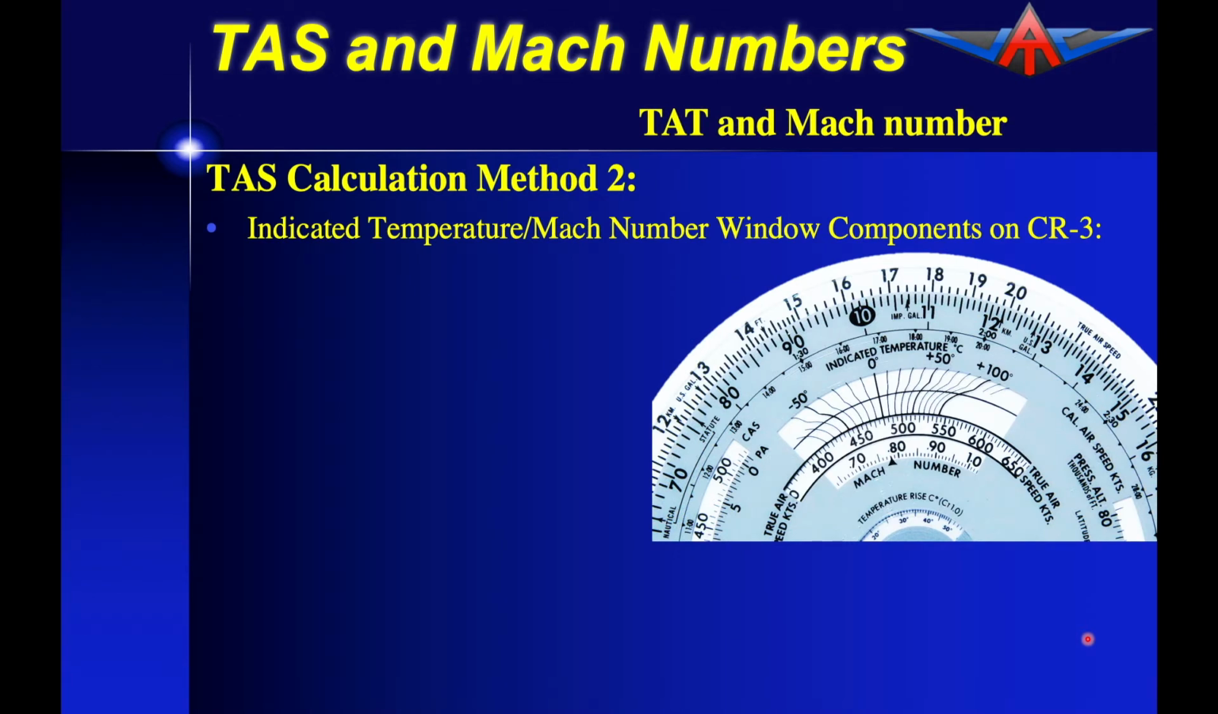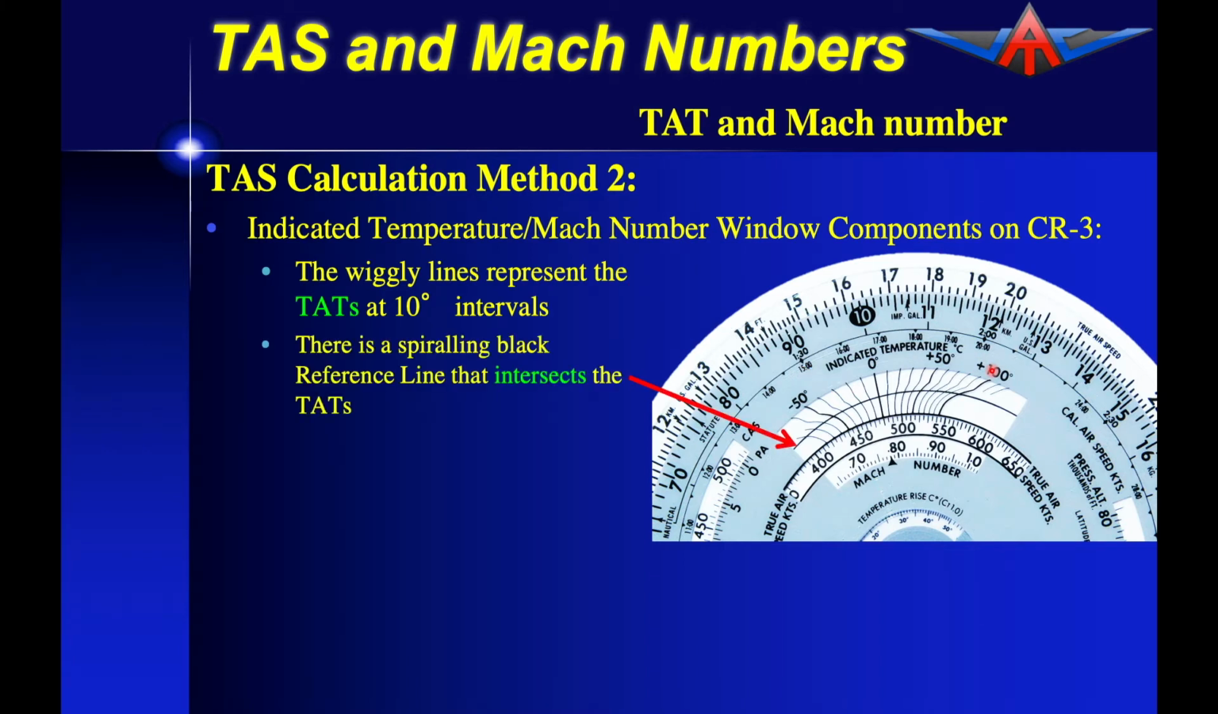Let's look at the components of the indicated temperature and Mach number window on the CR-3, which is virtually identical to the APR. We have some wiggly lines here which are at 10-degree intervals, so 0 degrees C, minus 10 degrees, minus 20, and so forth, and in a positive direction, same sort of thing, at 10-degree increments. This is the total air temperature in degrees Celsius. There is also a spiraling line which we're going to be using here, and that varies according to our speed.